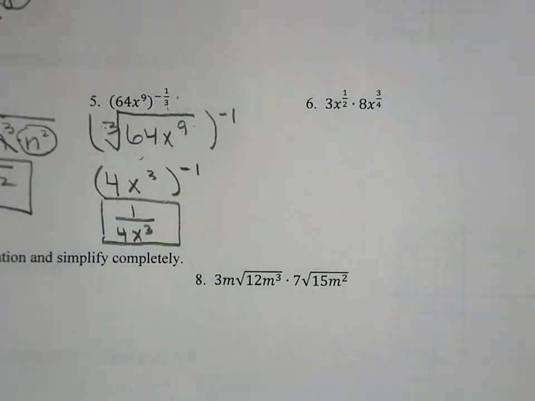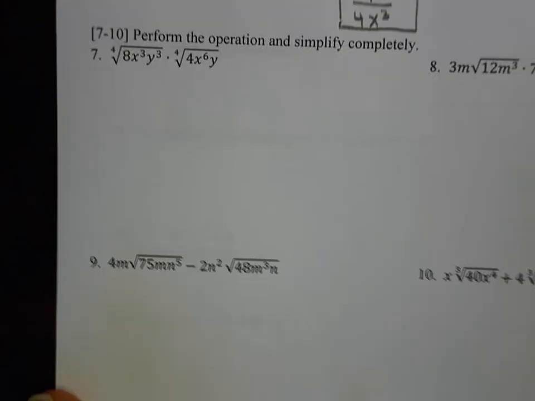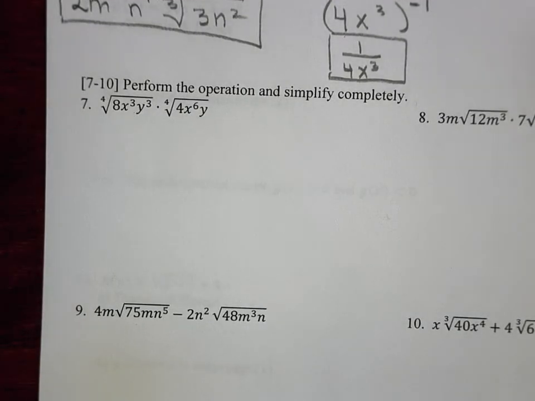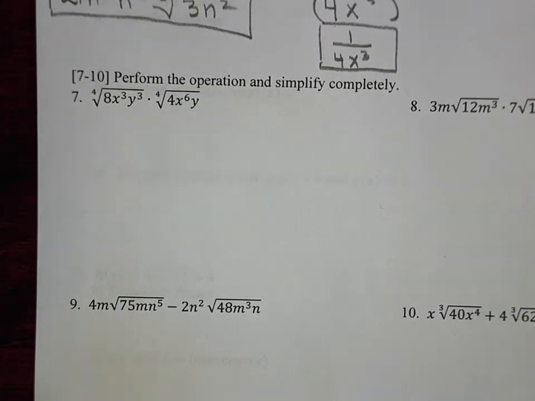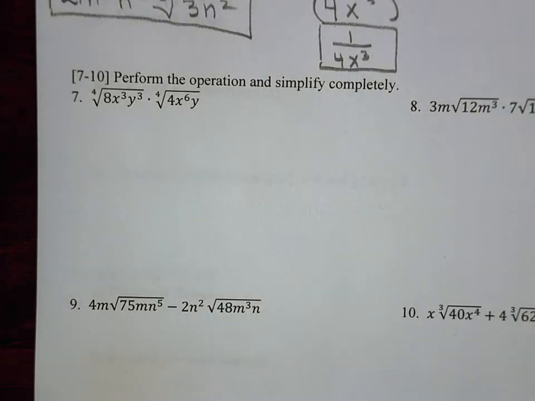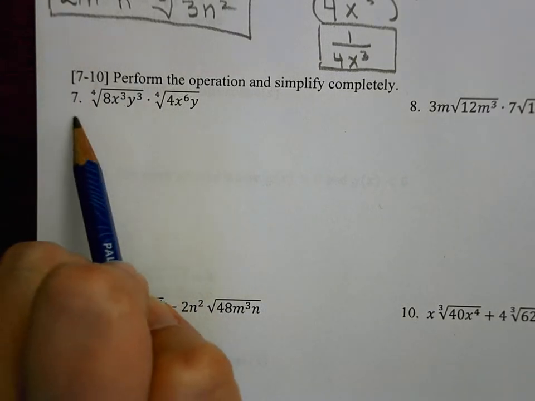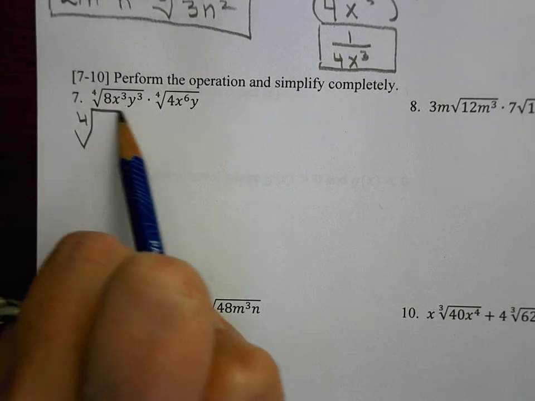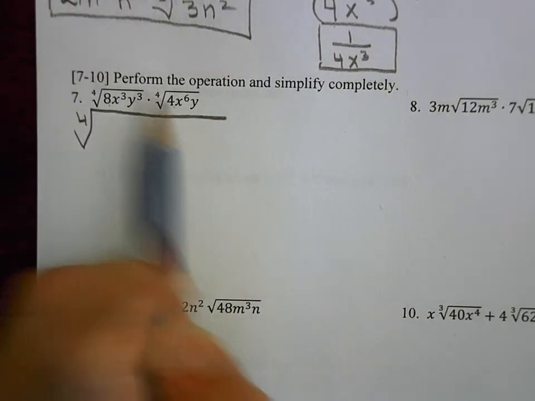Okay, and then let's take a look at number 7. So let's do 7 here. This one wants us to multiply it, and then once we get it multiplied, they want us to simplify it. So we're going to start with just multiplying. So watch that we're doing the 4th root here. So I want to just do 8 times 4.